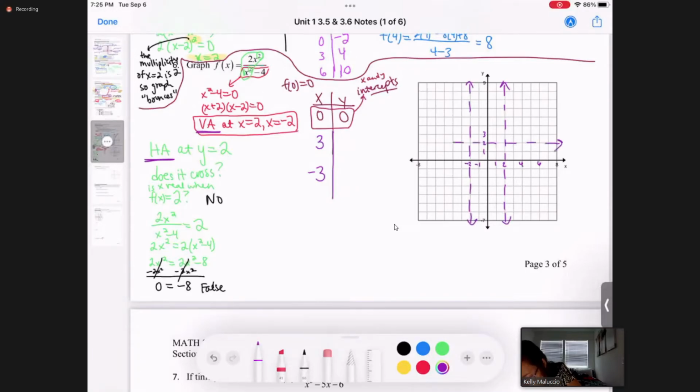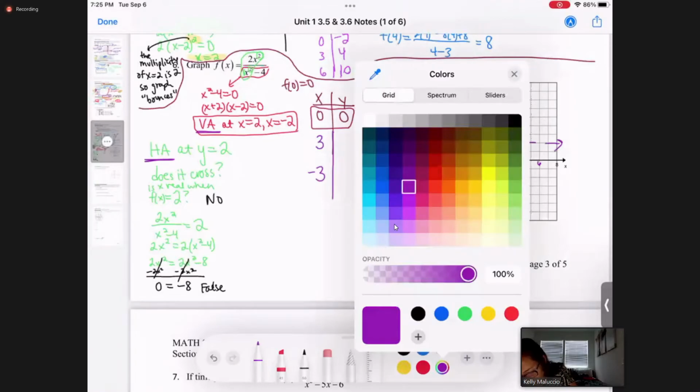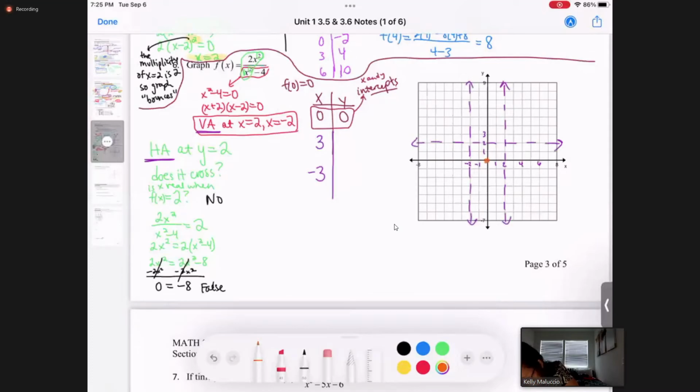Looking at this, I know my graph goes through 0, 0 because of this point right here. So I should be able to figure out what's going on in the middle. But what I don't know is what's going on here, or is it there or there? I have no idea, right? So I want to substitute in values for x here and here.